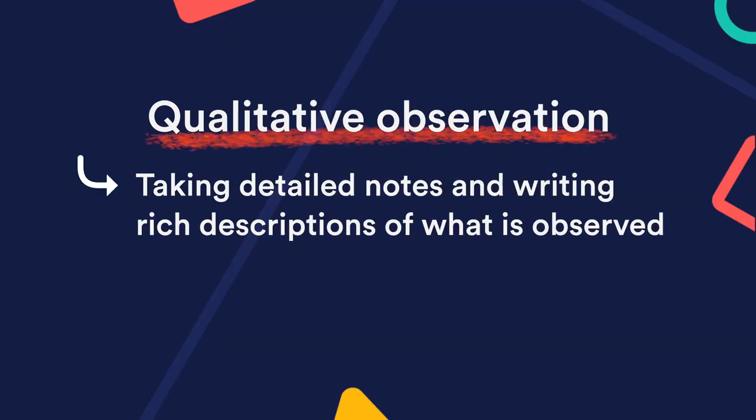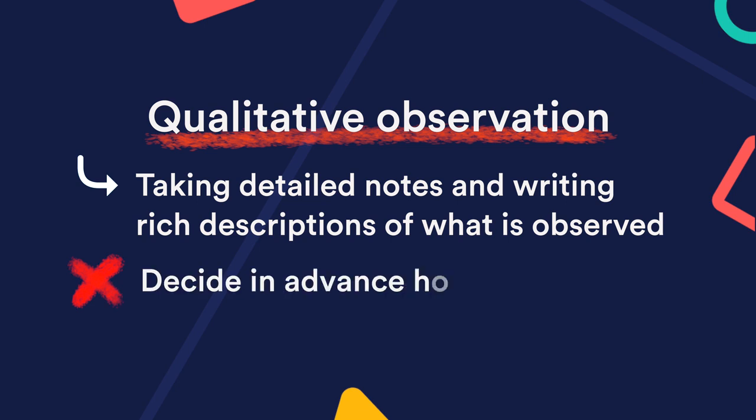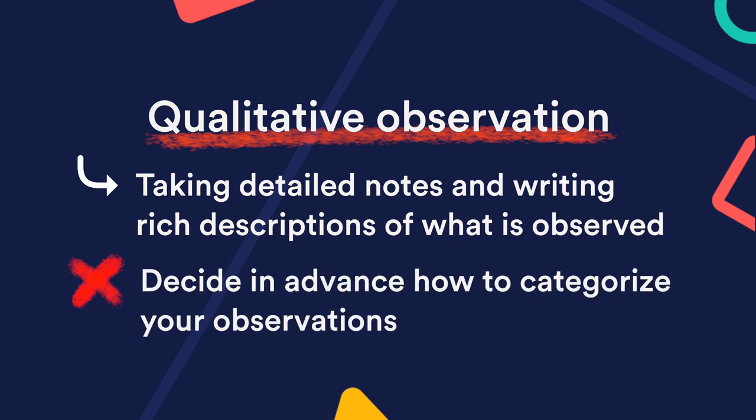Qualitative observation involves taking detailed notes and writing rich descriptions of what is observed. This means you don't have to decide in advance how to categorize your observations. For example, in an ethnographic study, you might take notes describing how students and teachers interact in the online environment. In theory, observations allow you to collect data on how people really behave and not just how they say they do. But keep in mind that being observed may make people behave differently than they normally would.